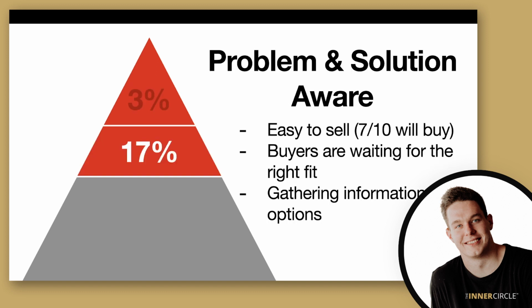The next part of our market is going to be the 17%, and these are the problem and solution aware bundle. Now, this 17% of our market are still relatively easy to sell, and the buyers are just waiting. They're waiting for a right fit.